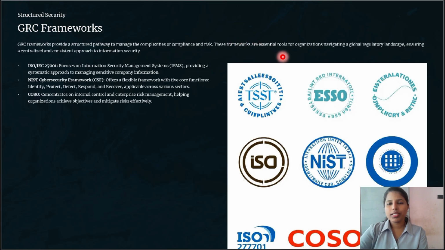So this framework is an essential tool for the organization and navigation of a global regulatory landscape, ensuring a centralized and consistent approach to information security.